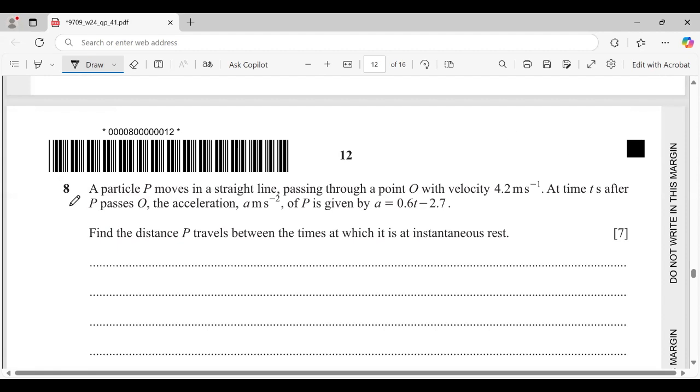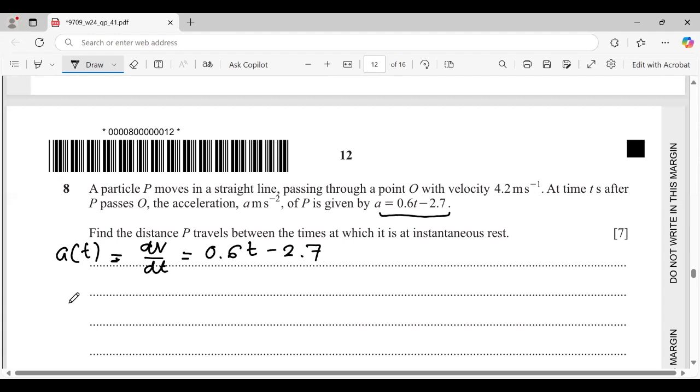Since the acceleration is the derivative of velocity, we can write that the acceleration equals dv over dt. Derivative of velocity is acceleration. This is the acceleration, 0.6t minus 2.7. And then after that, we're going to find the velocity function.